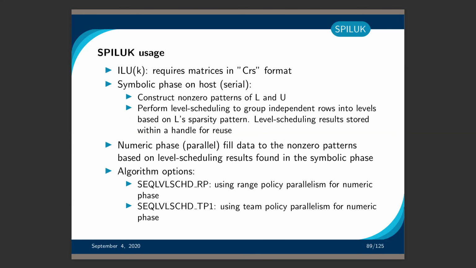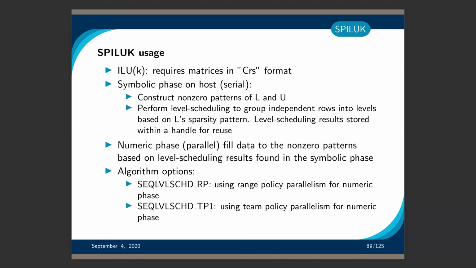The SPILUK routine supports matrix data stored in compressed sparse row or CRS format discussed earlier. It consists of 2 phases. The symbolic phase, which analyzes the matrix structure on the host and determines the non-zero patterns for L and U. It performs level scheduling to group row indices together in a level of rows that can be computed independently during factorization, and where the levels are ordered by dependency.